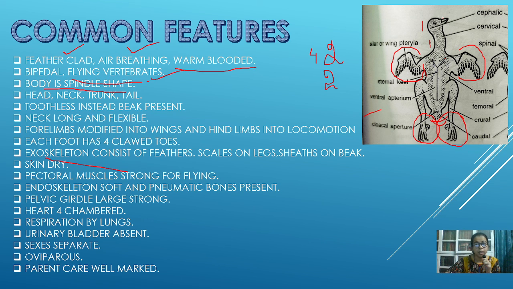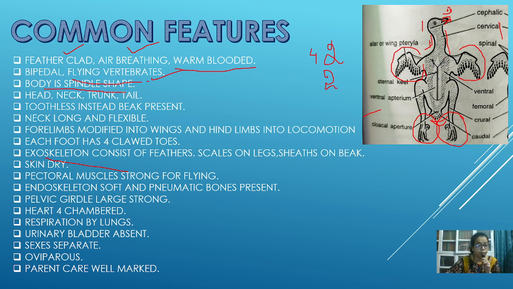Instead of that, a beak will be present. You can see the beak is present, which is responsible for eating and their feeding mechanism. Then one more interesting feature is that they have long necks. You can see they have long necks as well as flexible necks. What is flexible? They can move around anywhere.